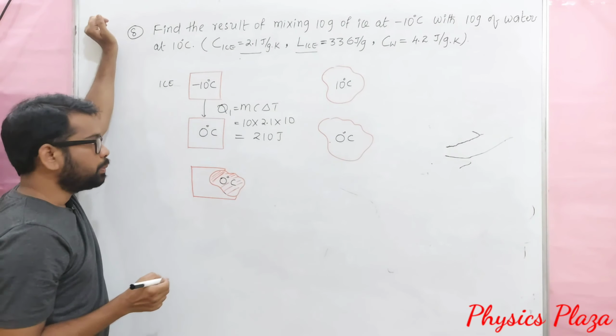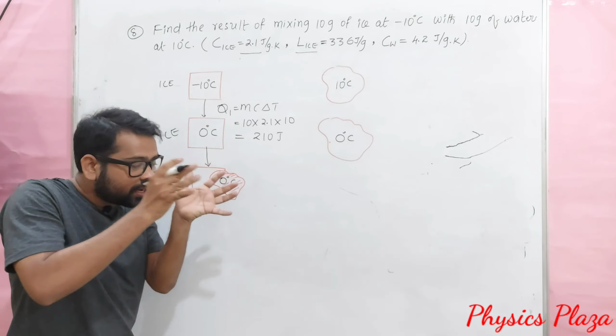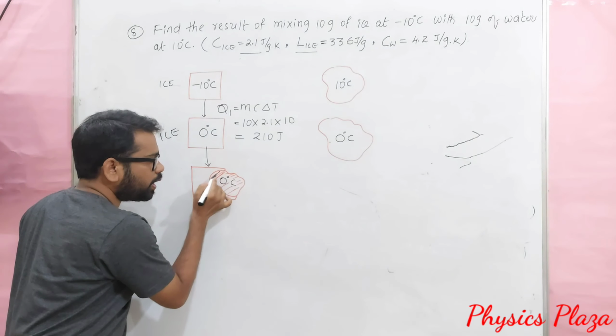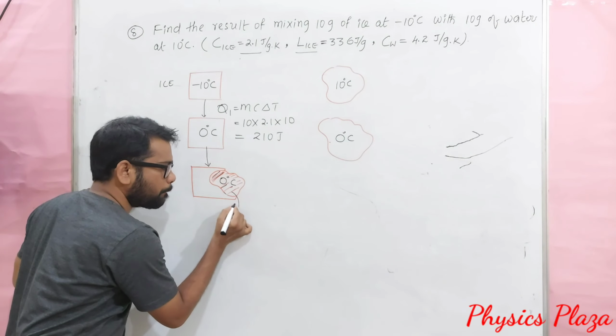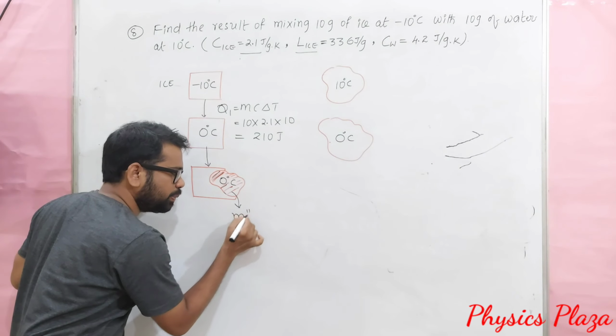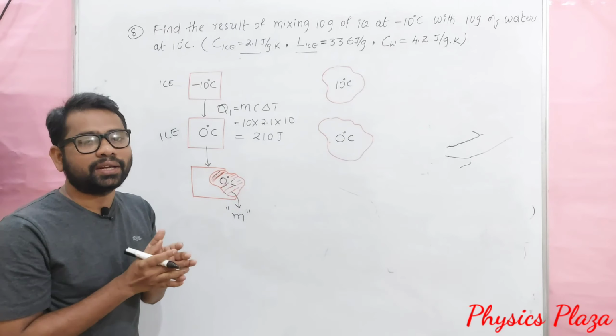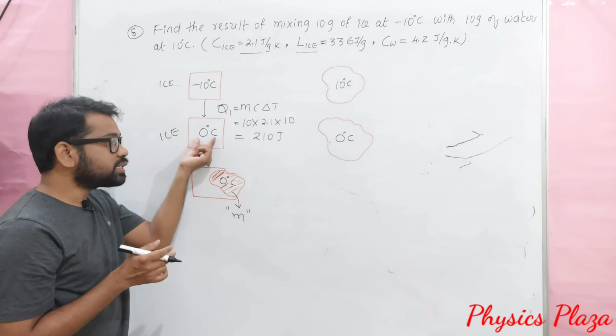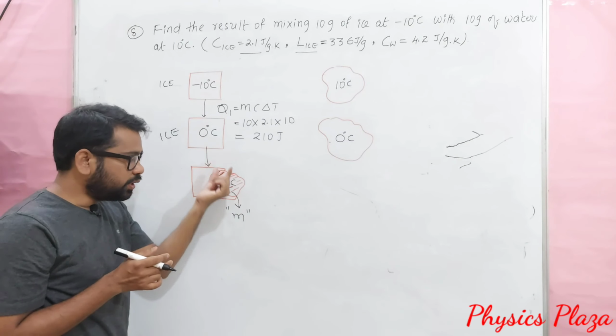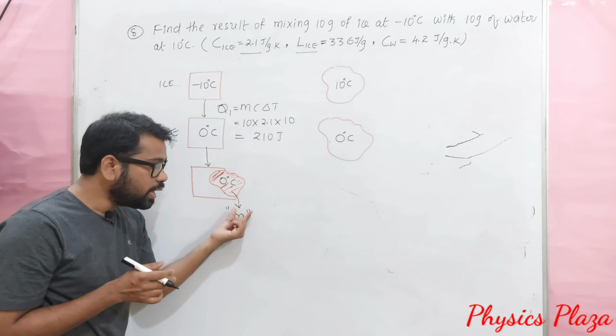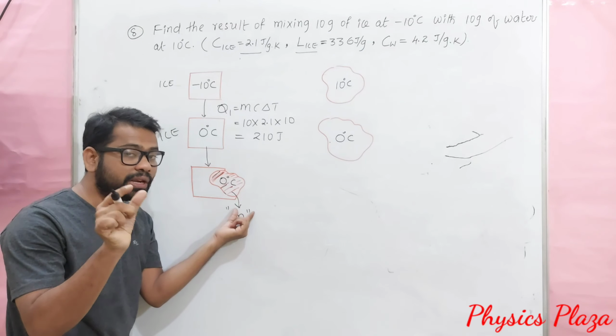But dear children, this is 0 degrees Celsius ice. This is what you have to understand here. The entire ice is not going to melt, dear children. Only some part of the ice will melt. Let us say m grams of ice will melt, and that we need to calculate. So here it is 0 degrees Celsius ice to 0 degrees Celsius water, but only m grams. Children, it's very, very important.